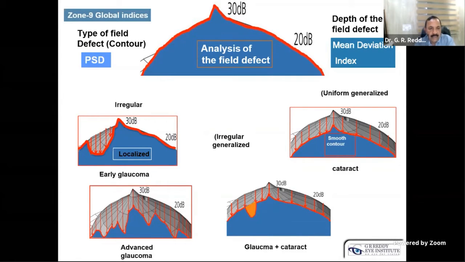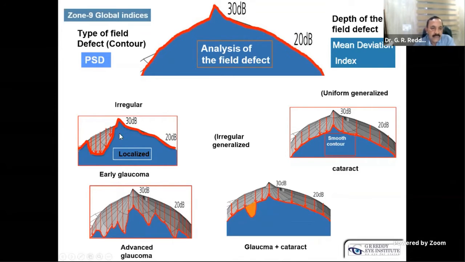That is all about the understanding of conversion of total deviation plots to the pattern deviation plots. Now coming into the global indices: pattern standard deviation, mean deviation, and visual field index. Normally, there is a slope of field of vision. There are two components, one representing the contour, another representing the height of the field of vision. The PSD represents the contour.